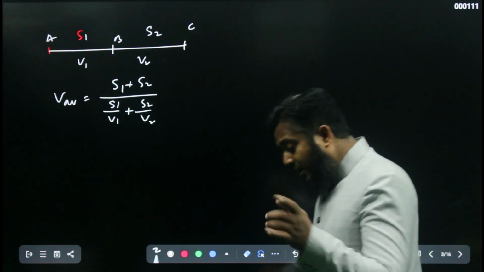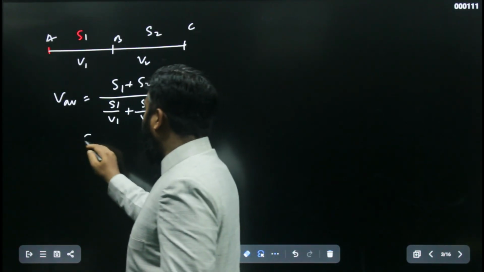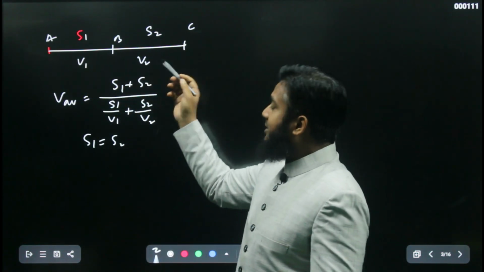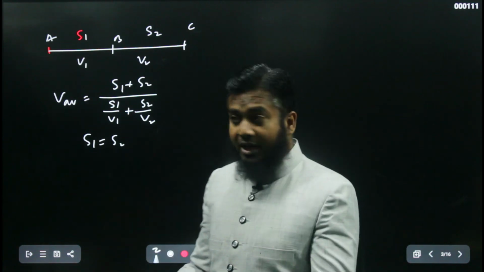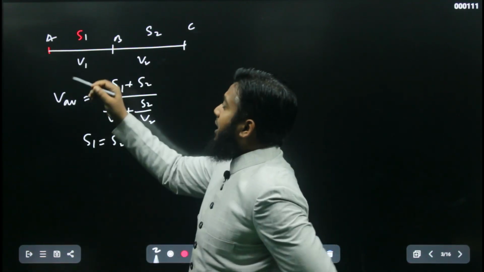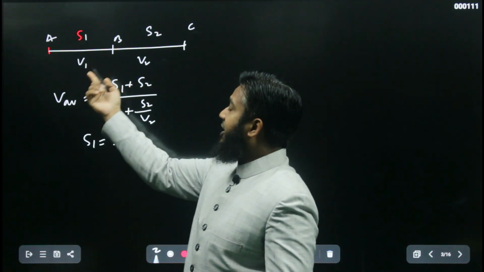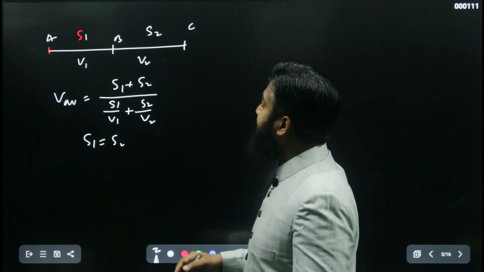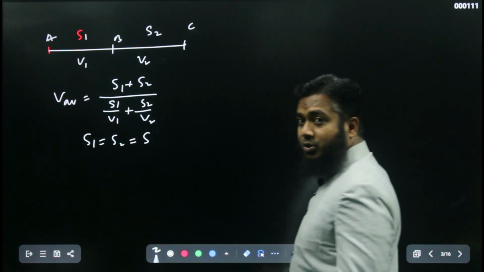Okay. Now, let us consider the special situation where s1 is equal to s2. That is A to B distance and B to C distance. These distances are same. Okay. Or we can also say that A to B is half of the whole journey. So, A to B is first half distance, B to C is latter half distance. So, in this case, s1 is equal to s2, say these are equal to s.